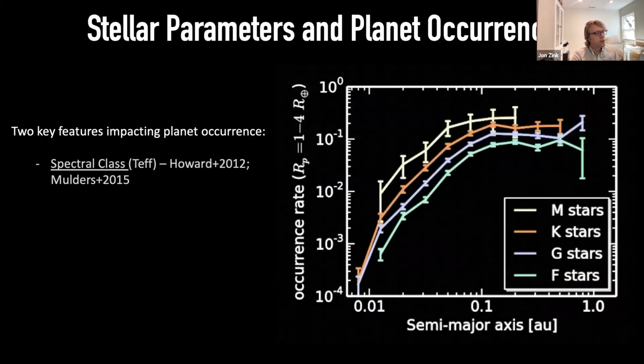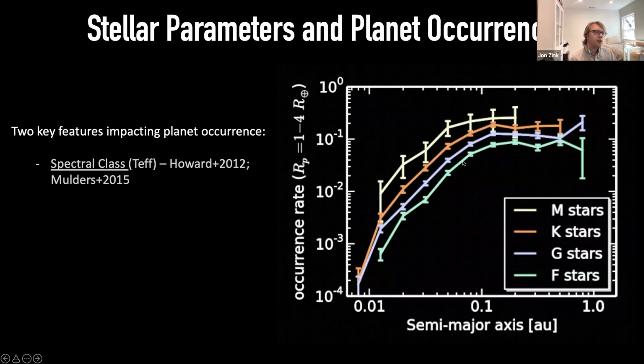There are some classic features that have been identified back in the early RV days and been verified with the Kepler sample. The first one being that spectral class, or T effective, is important in planet occurrence. So this is Howard et al. 2012, and Mulders verified this with the Kepler sample. But basically the idea here is that as you increase the stellar mass, going from M to F, you'll notice that planet occurrence goes down.